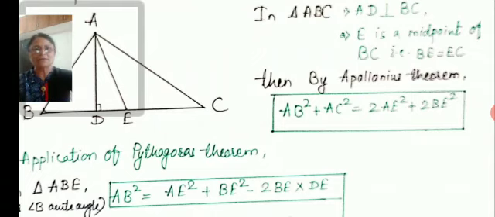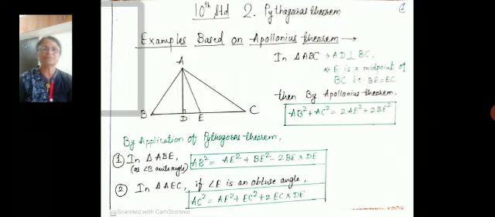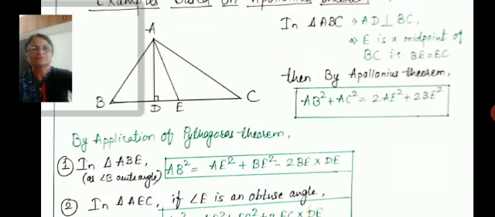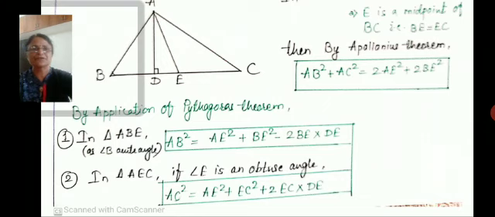Now the application of Pythagoras theorem, that we can see here in triangle ABE. In triangle ABE, if angle B is an acute angle, so this is an acute angled triangle, we can write the theorem or application with the help of this acute angled triangle. AB square equal to AE square plus BE square minus 2 BE into DE. Like this we can write the application of Pythagoras theorem in acute angle.